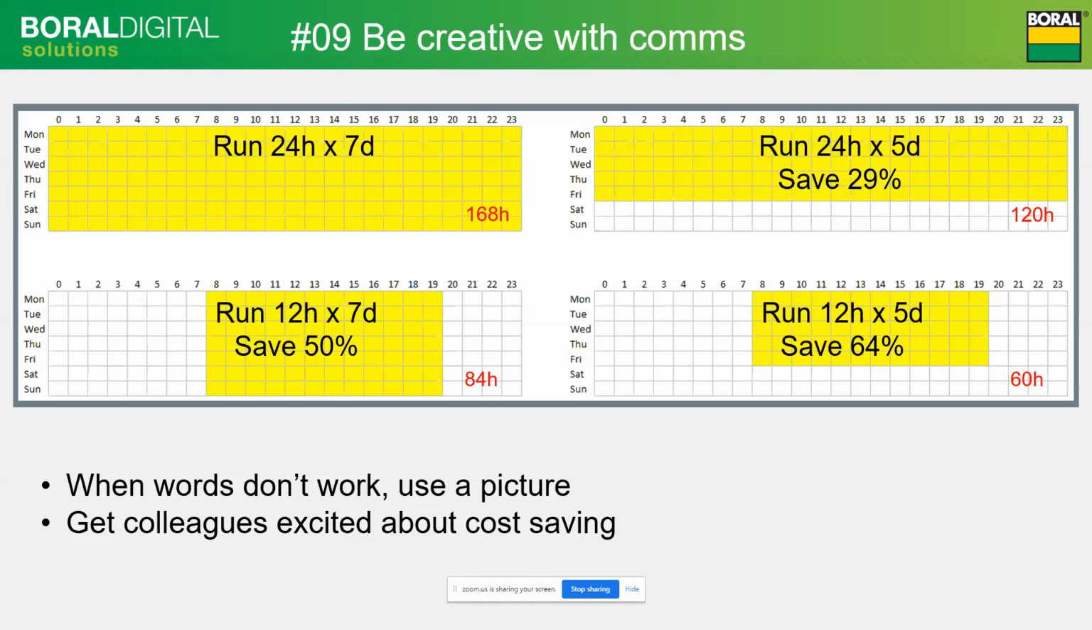It just shows how much you can save by adopting different power schedules. Words hadn't worked, discussions hadn't worked, emails hadn't worked, but this picture finally clicked with a whole bunch of people. And it got some of my colleagues excited about cost saving. So take a snapshot of this and feel free to use it, and it will definitely help.